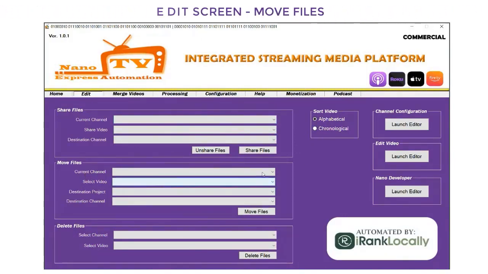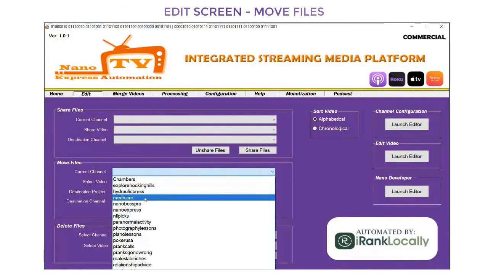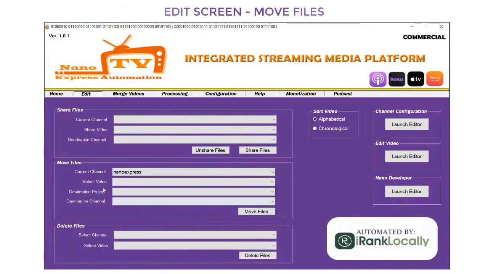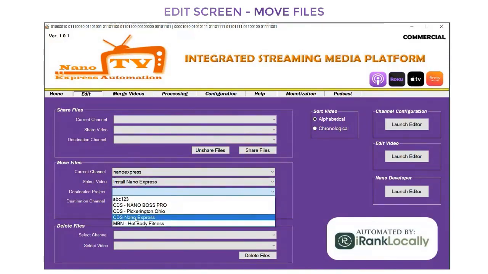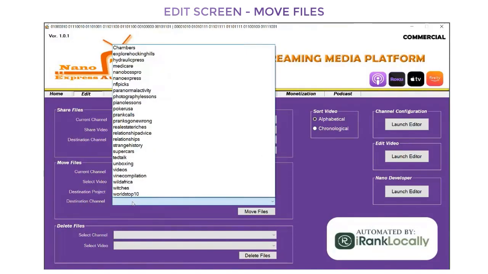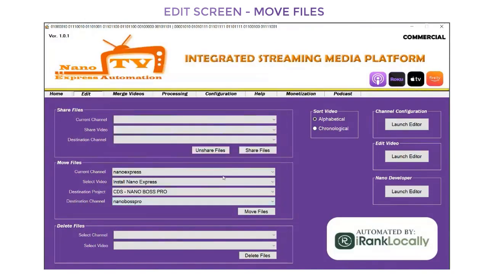Moving files is a different thing because I'm going to take the file from Nano Express. So now I have to select the video, Nano Express, and now I have to say the destination project, which is, where do I want to put it? Maybe I want to put it on NanoBoss Pro. So what this is saying basically is that it's going to take this video from Nano Express, remove it, and put it on NanoBoss Pro. And then wherever your video is being hosted, it's going to put it, see, this is where my video is being hosted.